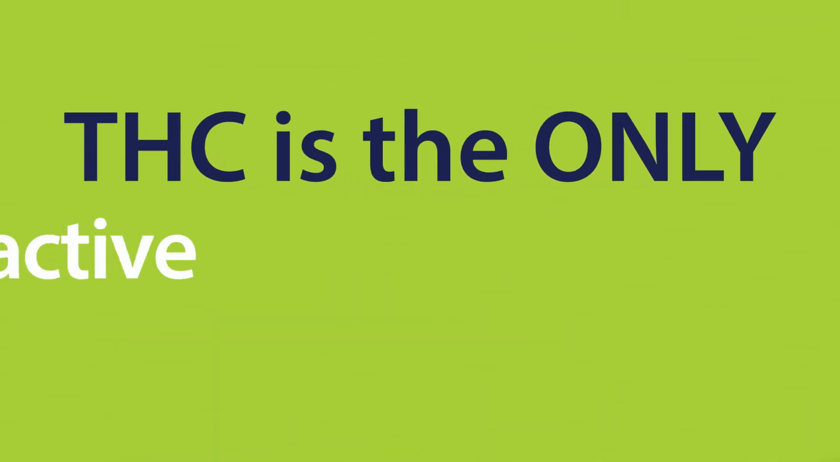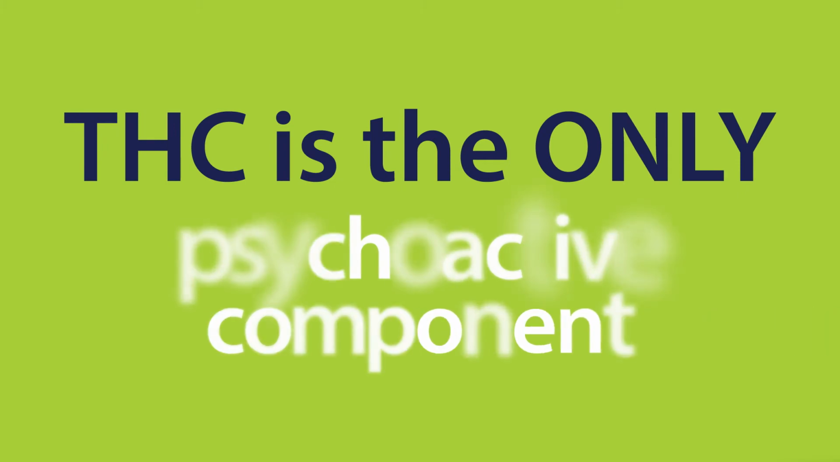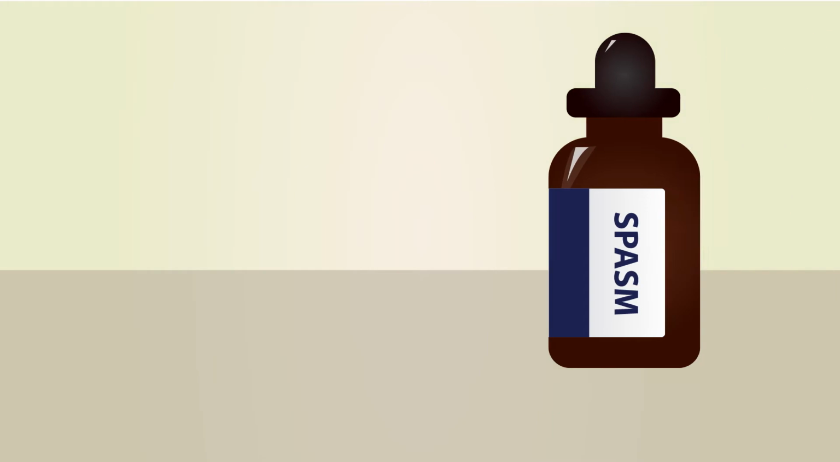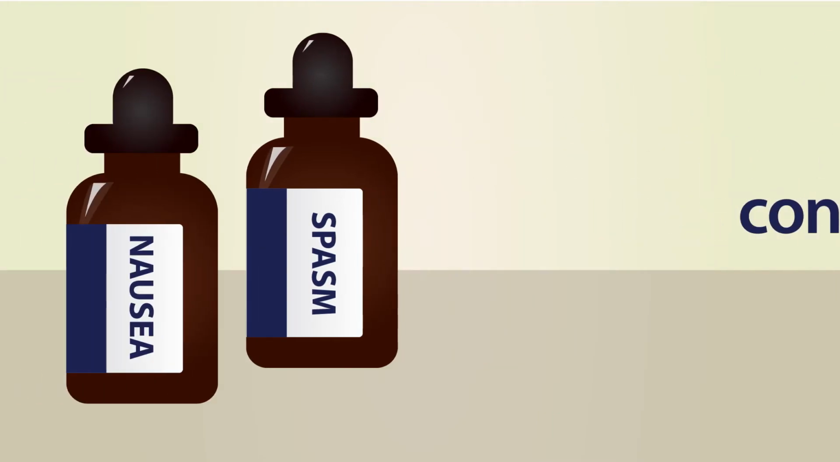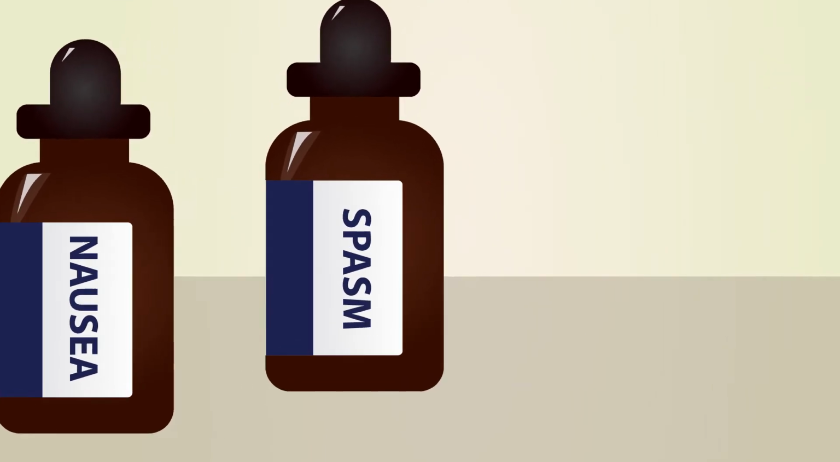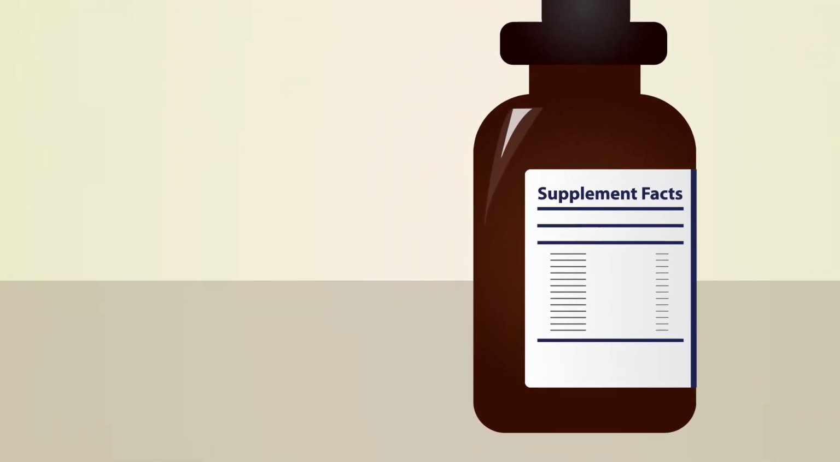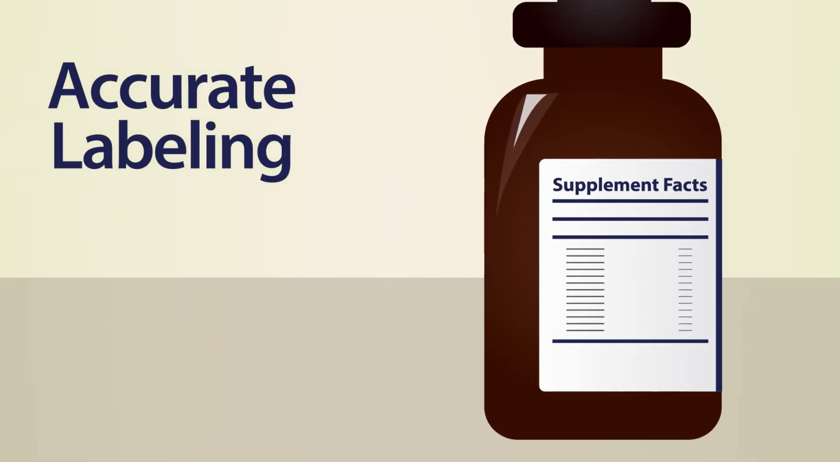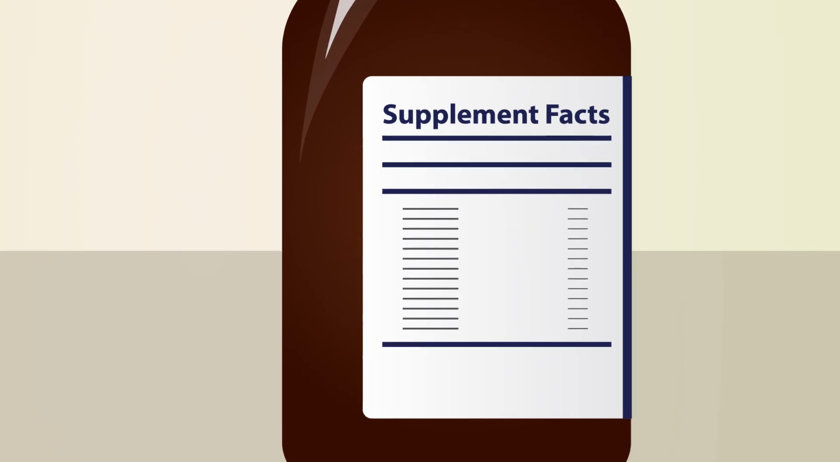THC is the only psychoactive component in cannabis, making it a primary focus for potency testing. Customers choose medicinal products based on specific terpene and cannabinoid content. Other products are specially blended to match the needs of patients. Either way, proper and careful testing is the only way to provide accurate labeling and ensure that patients get the right curative effects for their ailments.